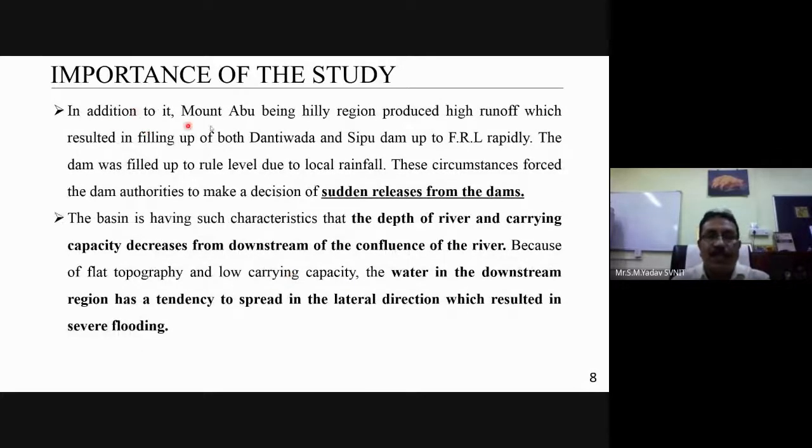So, in addition to it, Mount Abu being a hilly region produced high runoff, which resulted in the filling up of two dams. There were two dams. I am going to show you the line diagram of it. Dantiwada and Sipu filled up to their FRL rapidly, rapidly in the sense in less than a 24-hour time period. The dam was filled up to rule level due to local rainfall. These circumstances forced the dam authorities to make a decision of sudden releases from the dam. The basin has such characteristics that the depth of the river and carrying capacity decrease downstream of the confluence of the river.